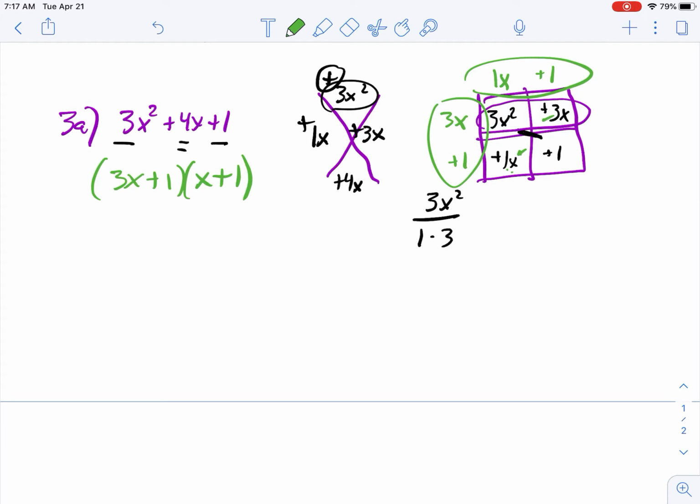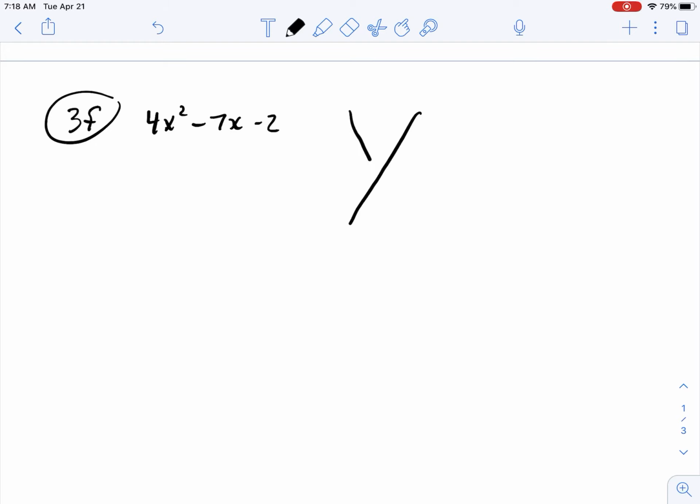Okay. Let's do one more with a negative there. So let's do 3f. So we have 4x squared minus 7x minus 2.